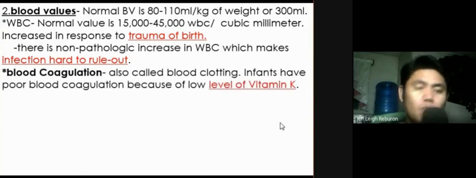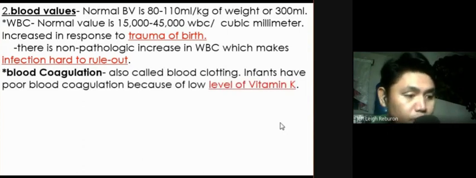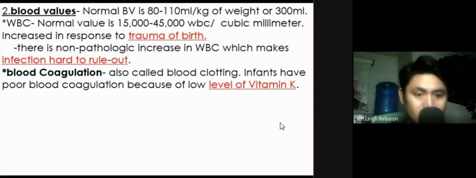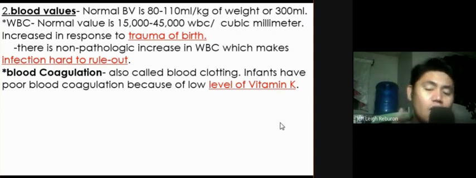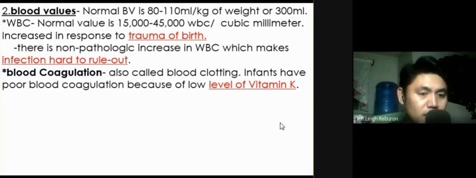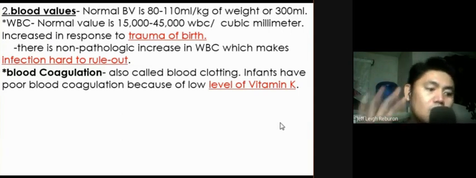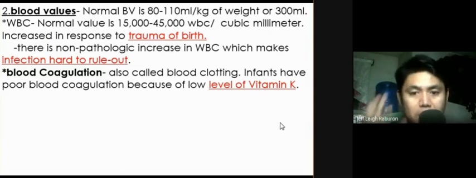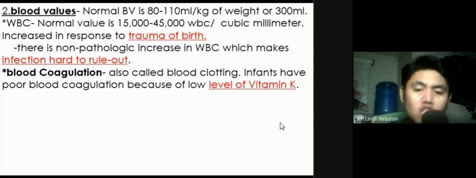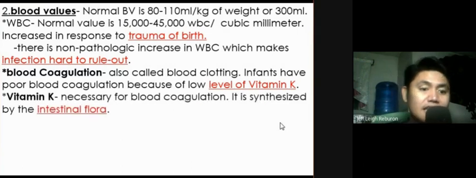Okay. Now, we also have the term blood coagulation. Okay? When we say blood coagulation, it is also called blood clotting. Okay? Now, always remember na pag-aralan na natin po noon last time that infants have poor blood coagulation. Nahihirapan mag-clot ng dugo ng newborn. Bakit? Because they have a very low level of vitamin K or the phytomenadion. So, bakit, sir? Because of the sterile intestines.